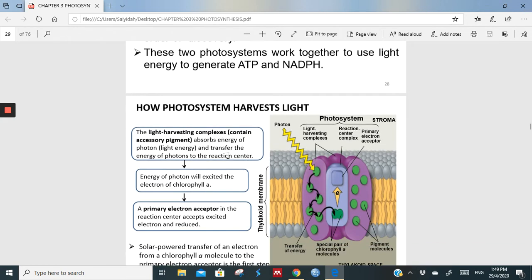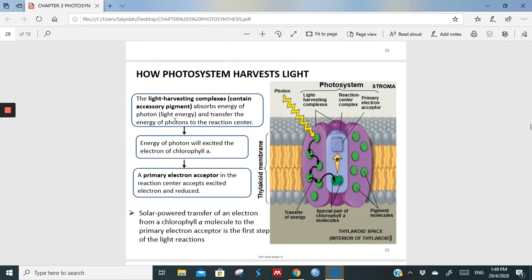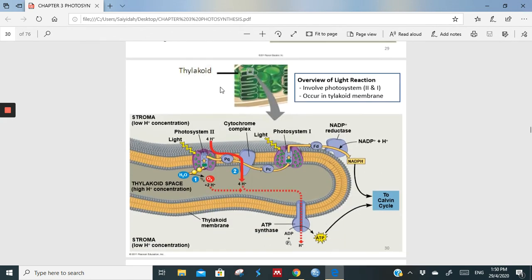So how does the photosystem harvest light? The light harvesting complexes that surround the reaction center will absorb the energy of light and transfer the energy to the reaction center along the accessory pigments. The energy of the photon that is accepted by P680 or P700 will excite the electron located here. The electron will be excited and sent to the primary electron acceptor. So this is the overview of the light reaction.